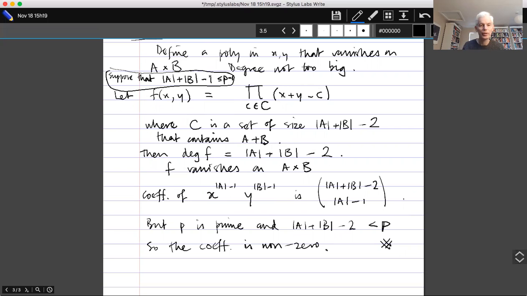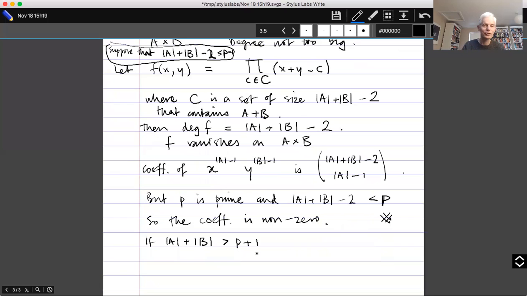Do I want that? Perhaps I do actually want that. So I need the size of A plus the size of B minus 2 to be less than or equal to p minus 1. So the alternative case is if the size of A plus the size of B is... So we certainly proved it in this case, because that's what I needed. I needed this to be less than p. The alternative case is that it's greater than p plus 1. In fact, no, I didn't need that extra thing, but I've got it.